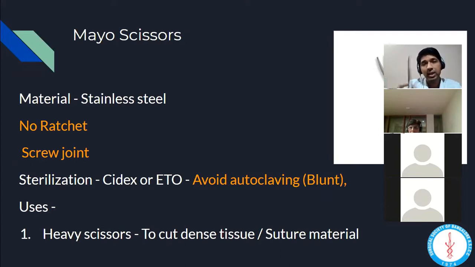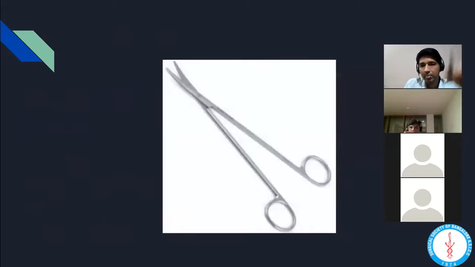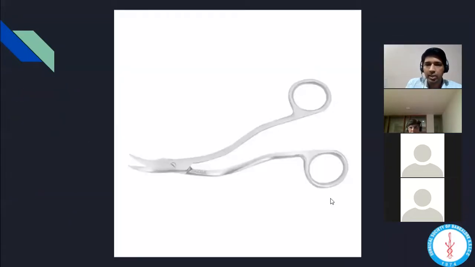Now, like we said, you should not sterilize this with autoclaving because they become blunt. So either use Cidex or ETO, or like Sir said, even plasma sterilization can be done. A Mayo scissor is for cutting dense tissue and for cutting sutures. This is a Metzenbaum scissor. You can see that it is thin and long, and this is used for fine dissection.